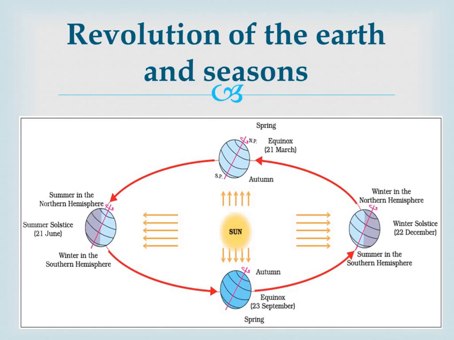On 21st March and 23rd September, both positions are equinox. But in March there is spring in the northern hemisphere and autumn in the southern hemisphere, and it is vice versa in September. In September there is autumn in the northern hemisphere and spring in the southern hemisphere. So this is how we can explain the revolution of the earth and seasons.